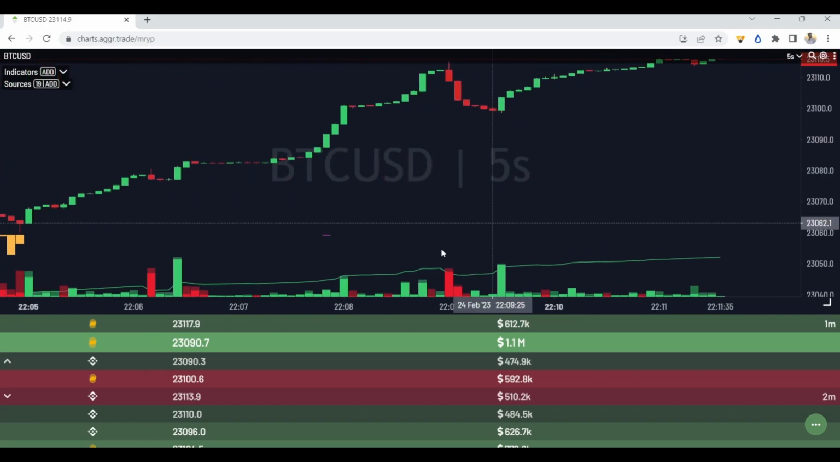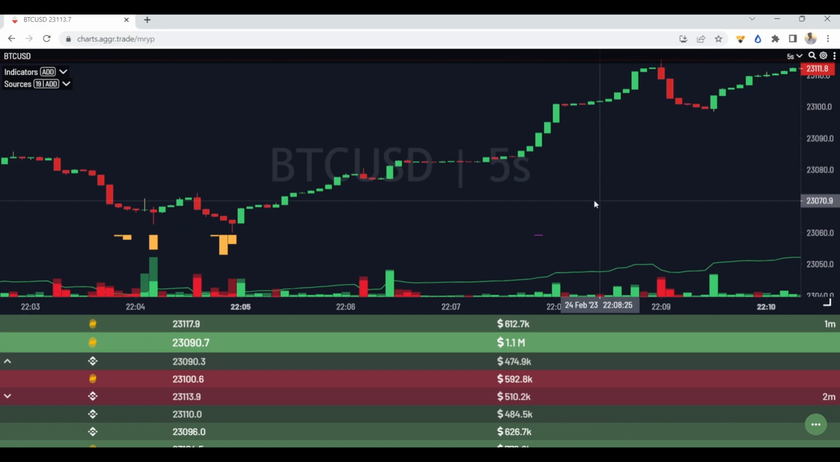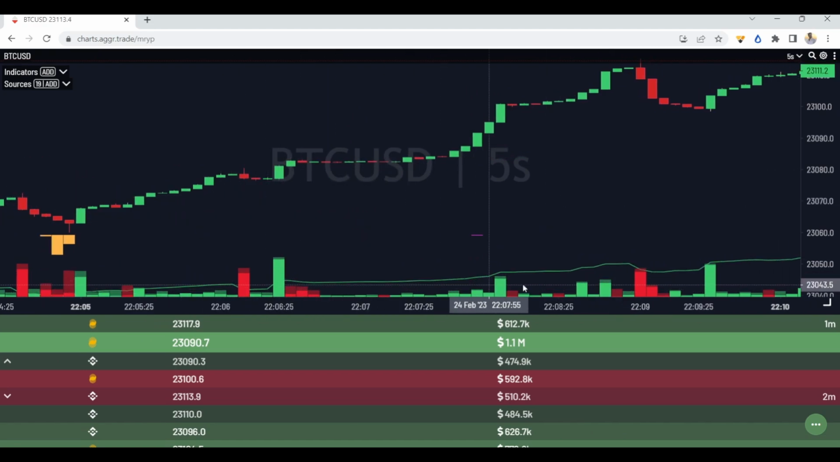So when we look here, you can see, what has the delta been doing? It's been very, very green, meaning it's been a lot of buying. When you see this kind of delta, there's no reason for you to really do anything different. Yes, there was a liquidation of shorts right here, but it's so tiny.